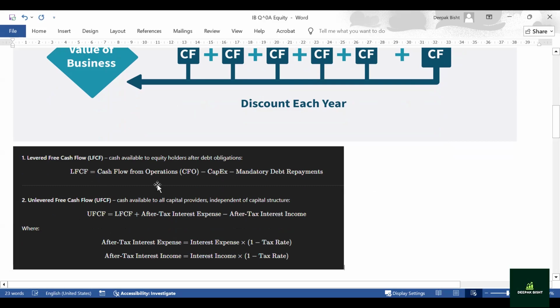So from cash flow from operations, if you subtract the capital expenditure and mandatory debt repayments, you will receive levered free cash flow. And into levered free cash flow, if you add back after tax interest expense and you subtract after tax interest income, then you will get unlevered free cash flow. So you actually need to remember this because at times these numbers are provided to you, or you actually have to calculate these numbers.